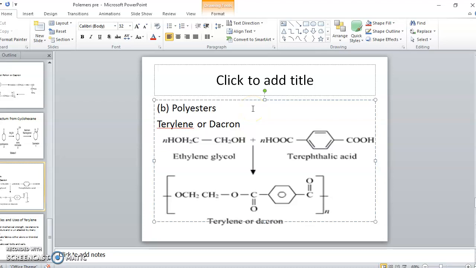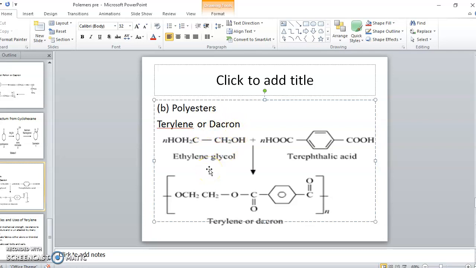Polyesters means you have the ester linkage. This linkage you can see here, that is C double bond O, single bond O. This linkage is called the ester linkage. You have this many times, that's why it is called polyesters. Now for polyester, an example is terylene, which is also called dacron.